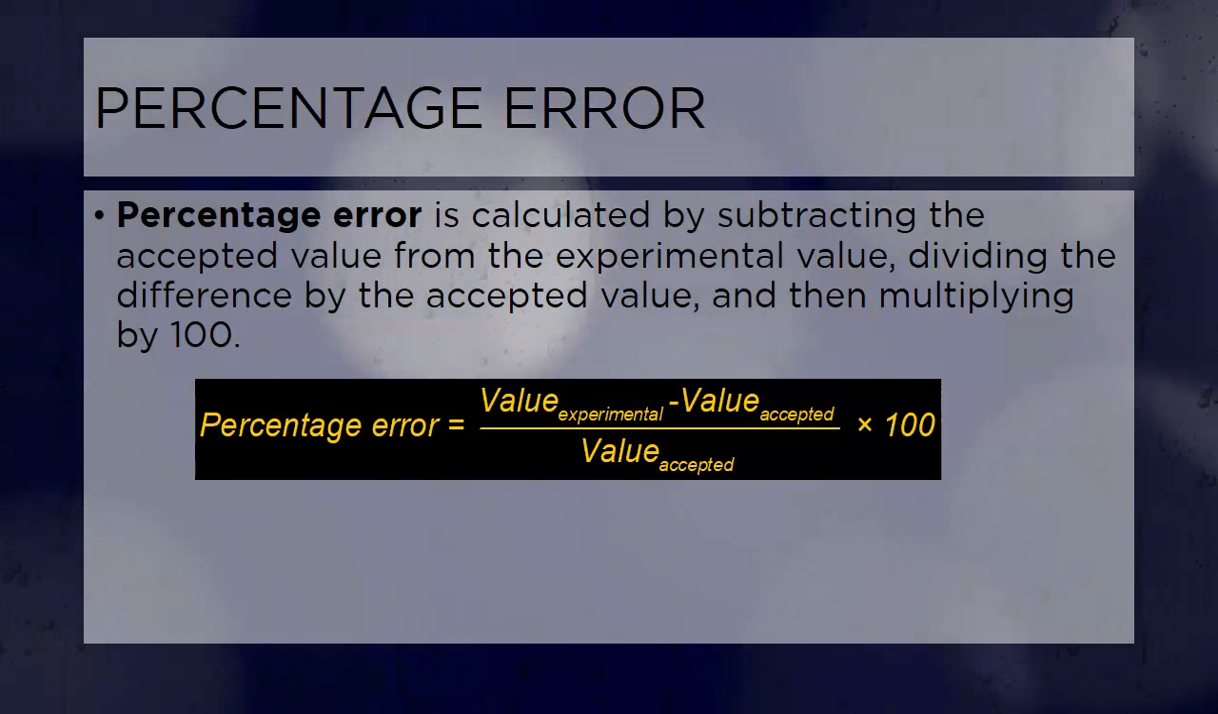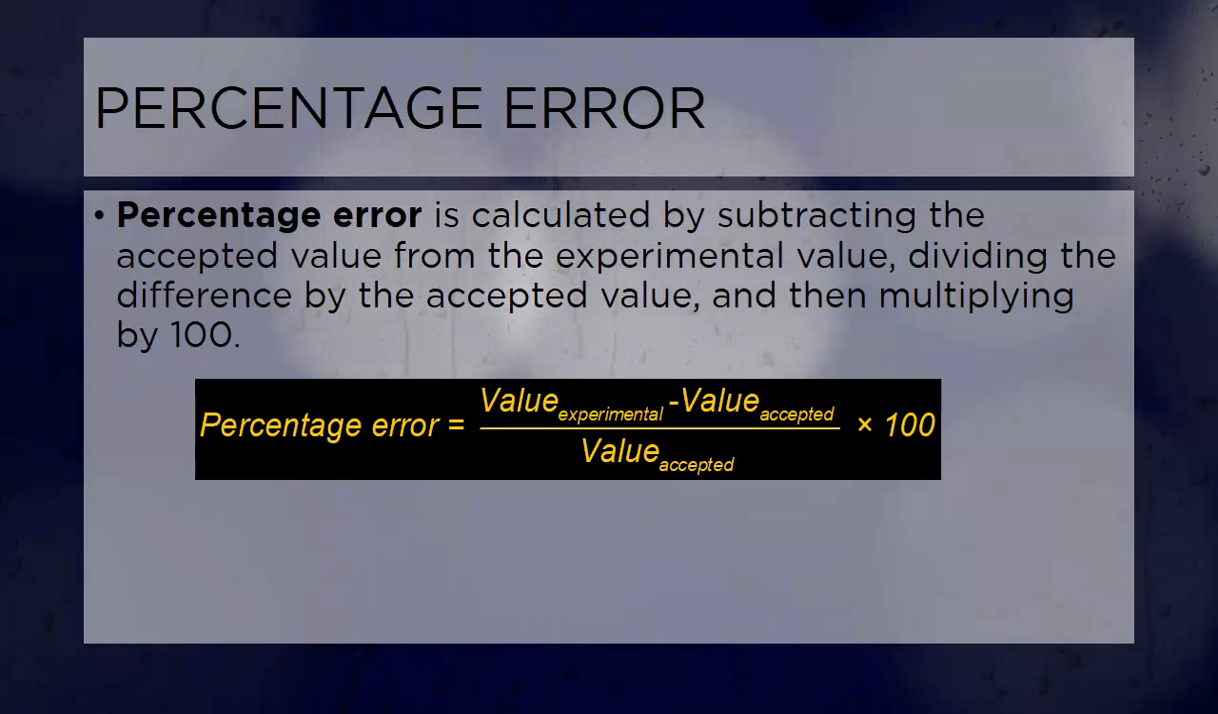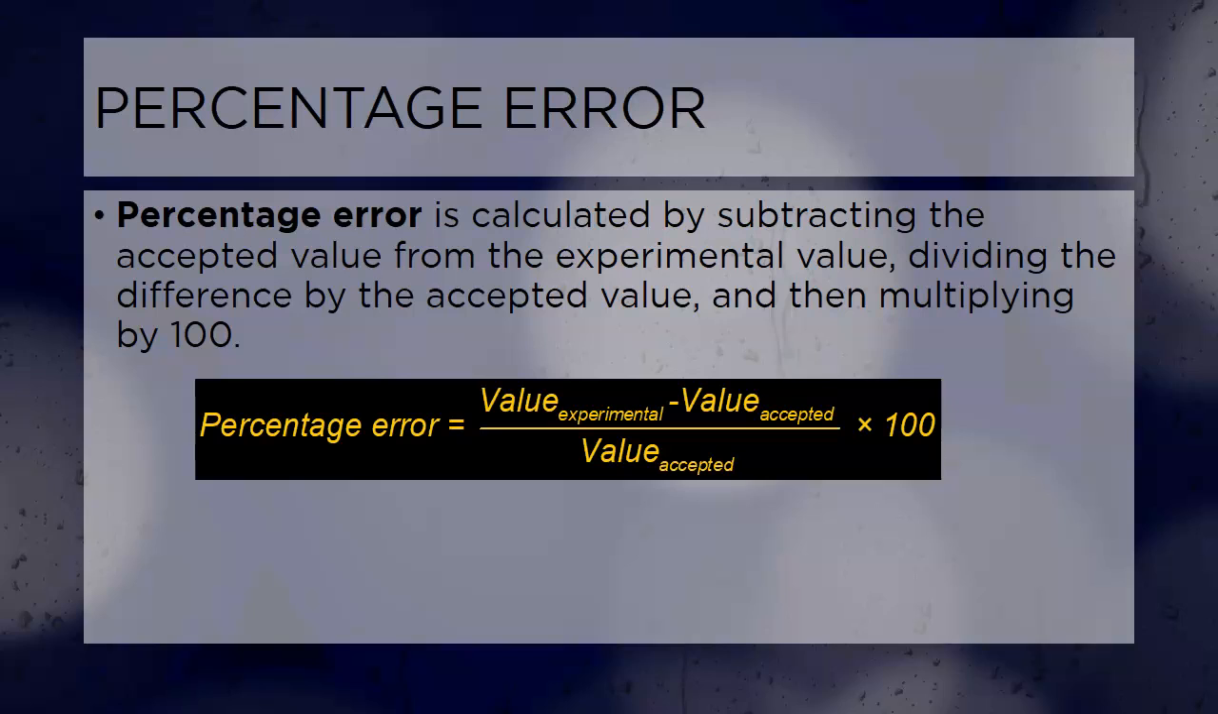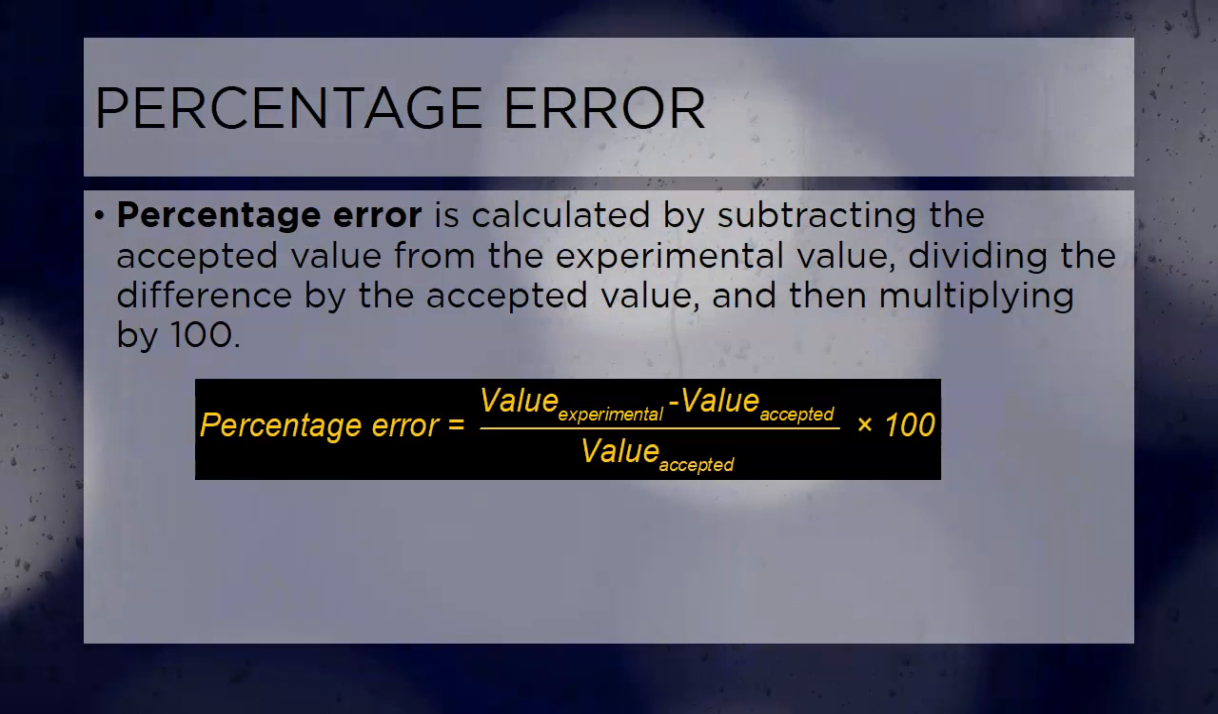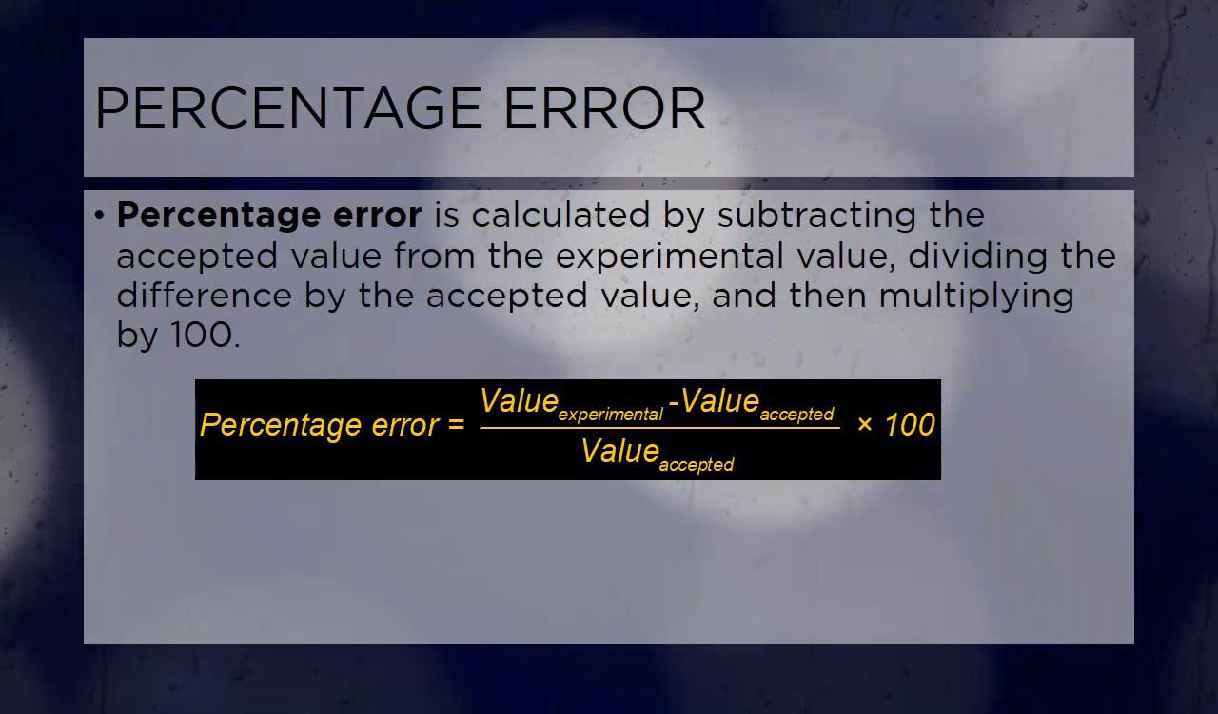And then you're going to take that divided by the accepted value. It should be a small number, less than 1, unless your experiment is really off. But it should be a small number, and we're going to multiply that by 100 to turn it into a percent. So let's try that with an example.